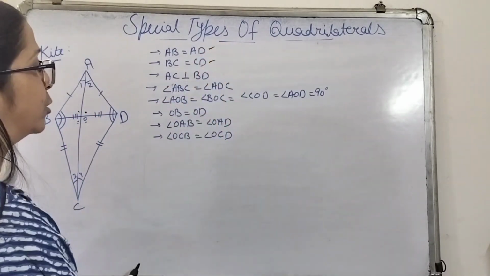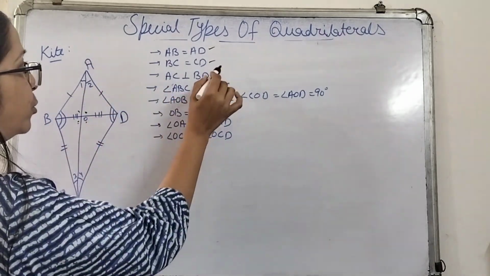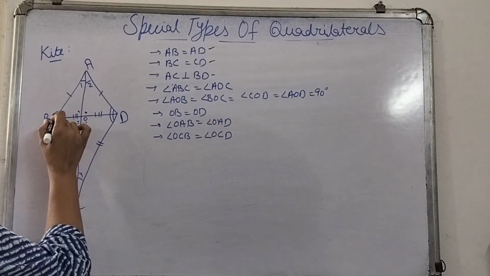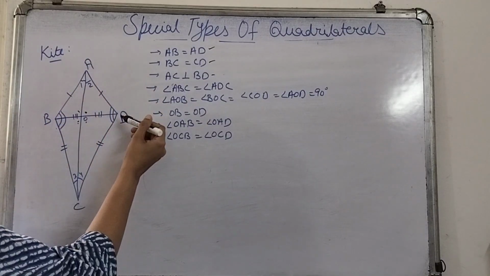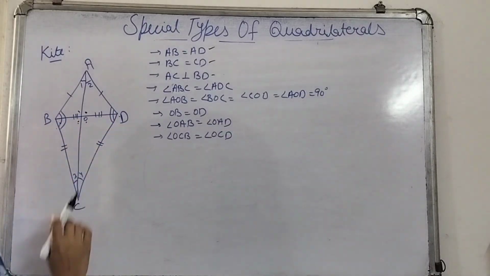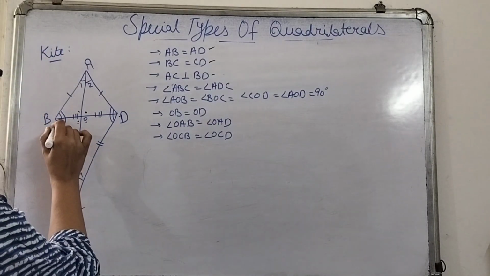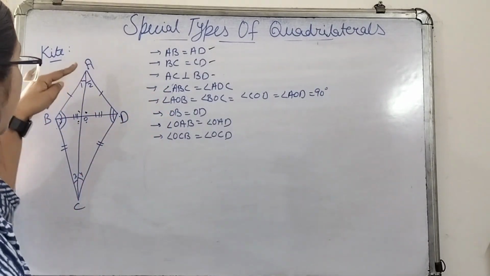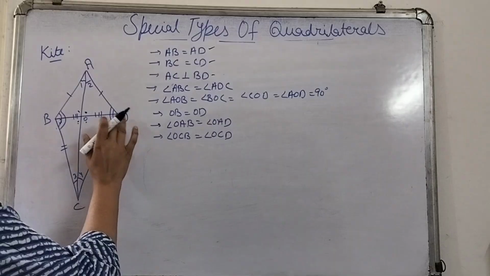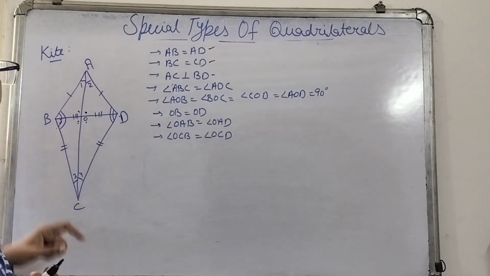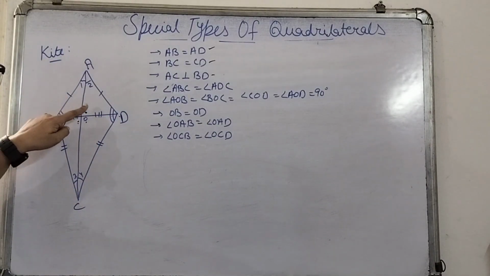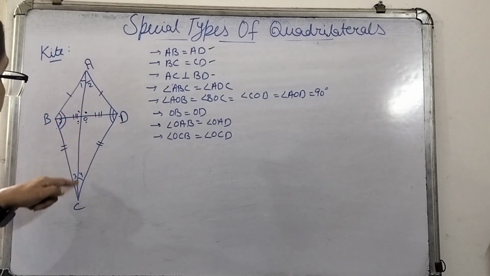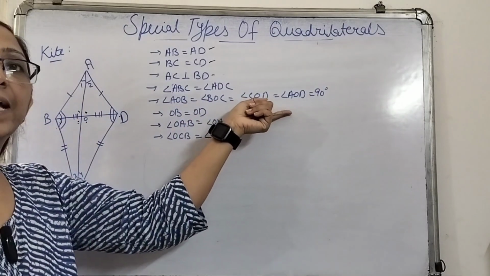So adjacent sides are equal, and diagonals are perpendicular to each other. Along with that, angle ABC will be equivalent to angle ADC. These two angles will be equal. Just now we said that because diagonals are perpendicular to each other, all these four angles, that is angle AOB, AOD, DOC and BOC, will be 90 degrees.